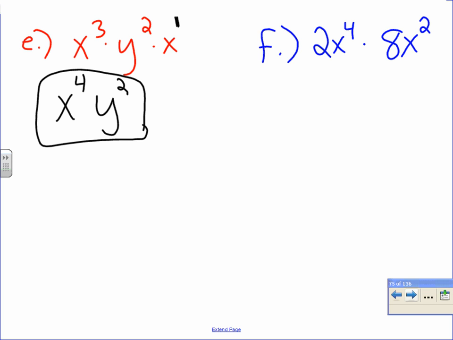Okay, letter F. 2x to the 4th times 8x squared. If you didn't write that down, go ahead and write that one down. 2x to the 4th times 8x squared. This one's tricky. When I teach this in Algebra 1, I know that the 9th graders always get confused with this. Okay, what do you guys think? What do we do, Adam?